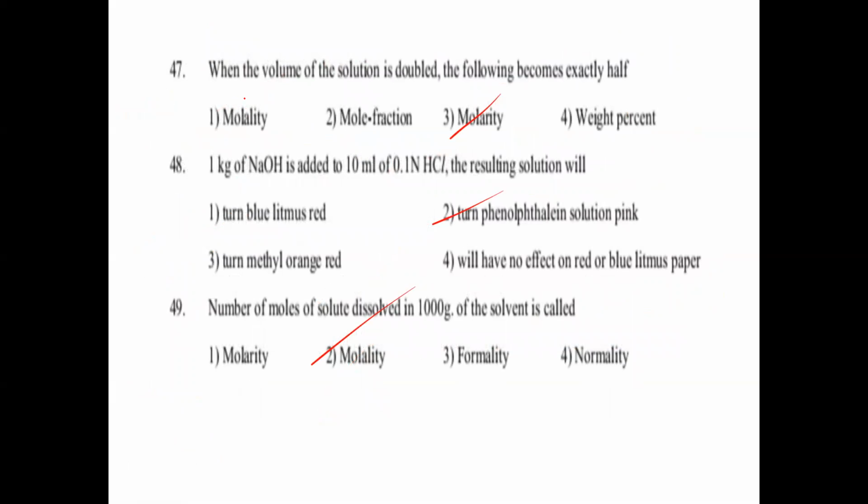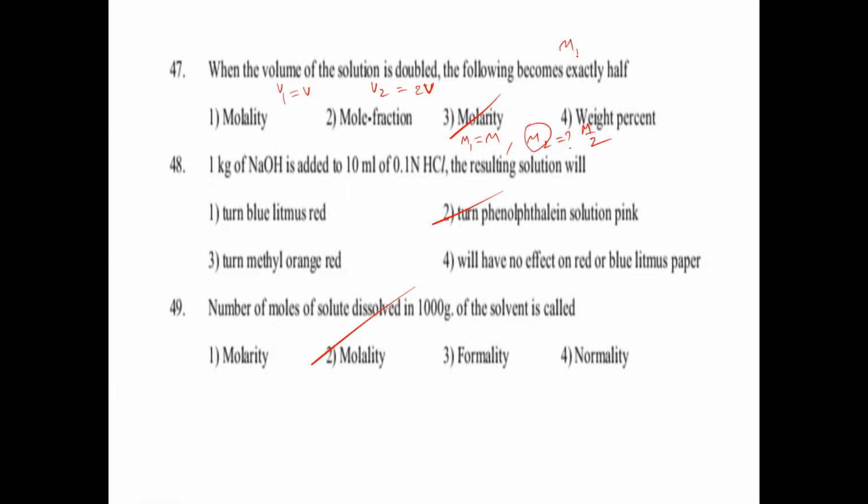Next, when the volume of the solution is doubled, it means V1 is equal to V, V2 is equal to 2V. When the volume is doubled, diluted by adding water, the following becomes exactly half. So for molarity, M1 is equal to M initially, and M2 is equal to M by 2, they are saying. In which case will this happen?